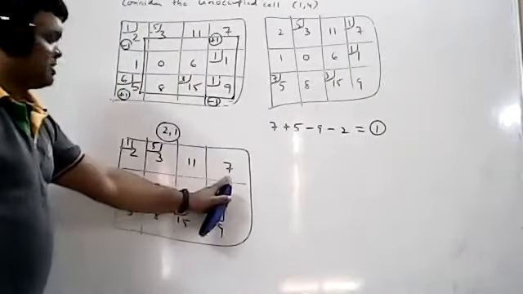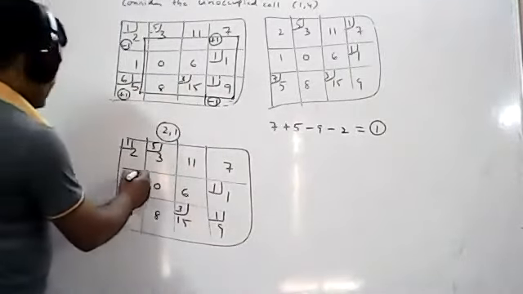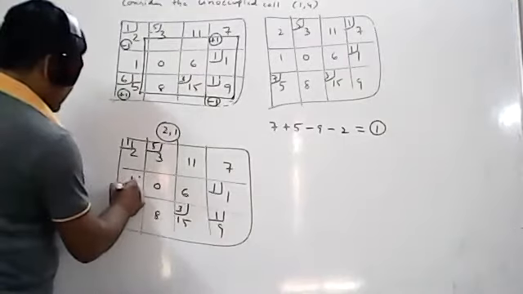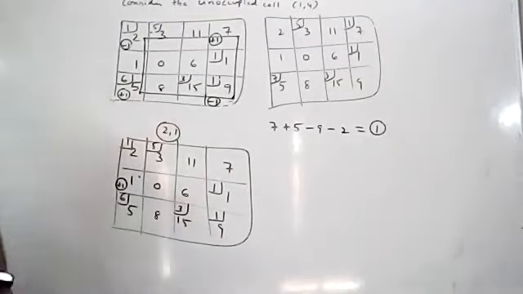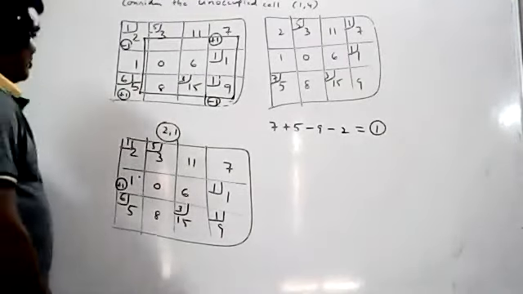Now this one is completed. This one is completed. Now I have to consider this one. This one is a corner point wherever you are assigning. So assign plus 1. Assign plus 1. Now you have to start the loop.